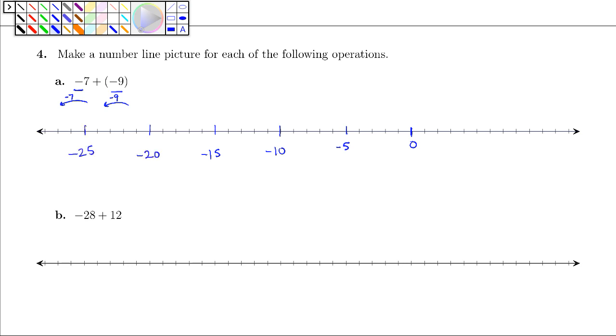And even though we're only going negative, I'm just going to do a couple of these for good measure. So I'm going to first do the -7. And then I'm going to do the -9, which is going to put me at a total of -16. So that is -16.